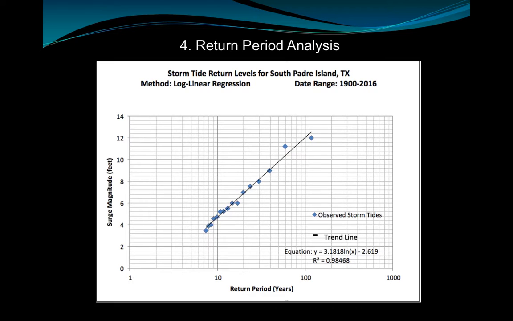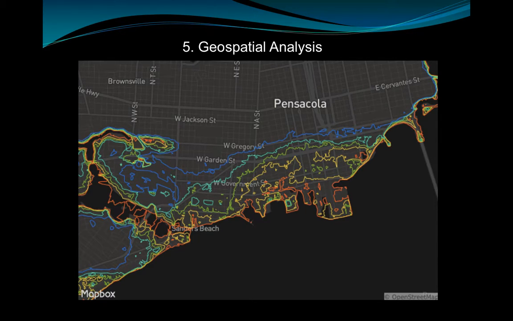And also, we may have these levels, for example, a 12-foot storm surge every 100 years on average. We may have those levels, but what do they actually mean on the landscape? What does that actually flood? What is the impact? That's where our 5th tool, geospatial analysis, comes into play. What we can do is actually map out these water levels. So what is the water level for the 200-year storm surge or the 100-year storm surge?